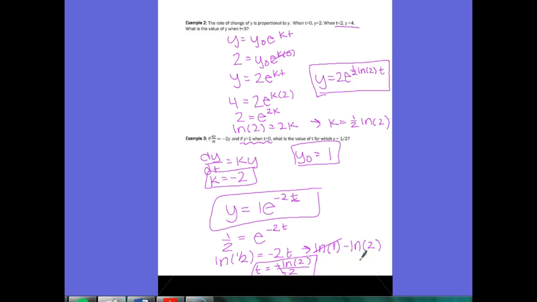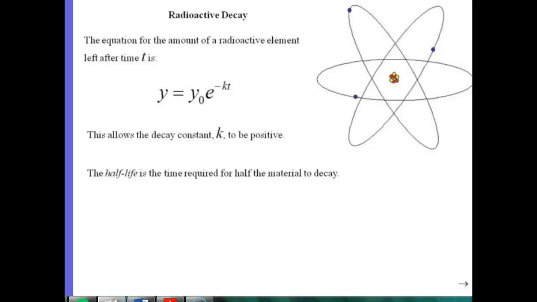The reason for that is ln of 2 over 2 is going to represent half of decay. So your problem will be at half of its decay at that time point. And that's the next thing we're going to look at, with radioactive decay. So go ahead and flop over to the slide that looks like that.